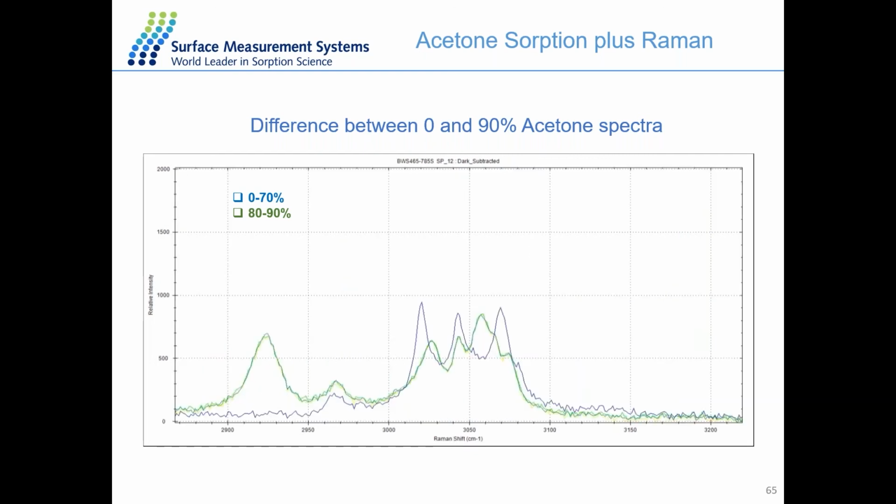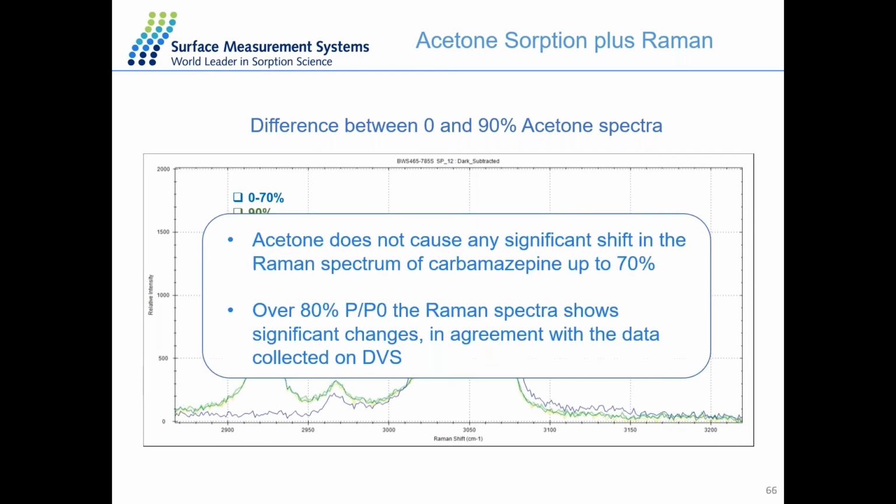And we can also zoom in on the higher range of the Raman spectra, and you can see here 0 to 70, and in comparison 80, 90%. So we can easily follow the acetone formation. It's a little bit harder to follow the water formation. So that's basically what we are highlighting here. Up to 70%, no change. Over 80%, perfect change in the Raman spectra, corresponding exactly with the DVS data.